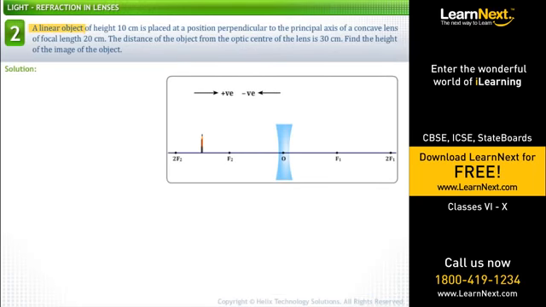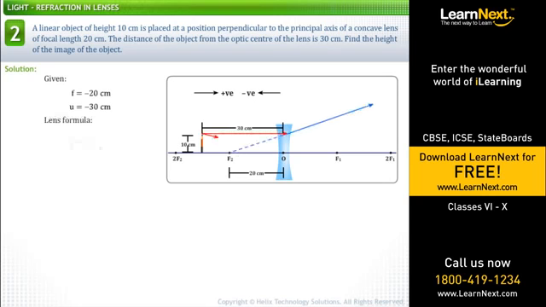In this problem, a linear object of height 10 centimeters is placed at a position perpendicular to the principal axis of a concave lens of focal length 20 centimeters. The distance of the object from the optic center of the lens is 30 centimeters. You need to find the height of the image of the object. Given, in accordance with the sign convention, the focal length and the object distance are negative. Therefore, the focal length of the concave lens f is equal to minus 20 centimeters. Object distance u is equal to minus 30 centimeters.